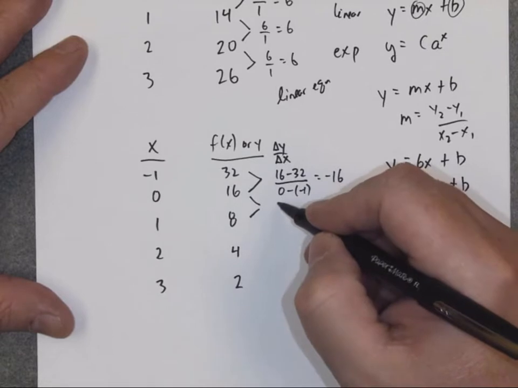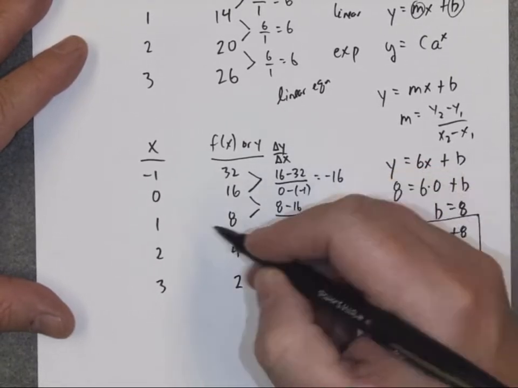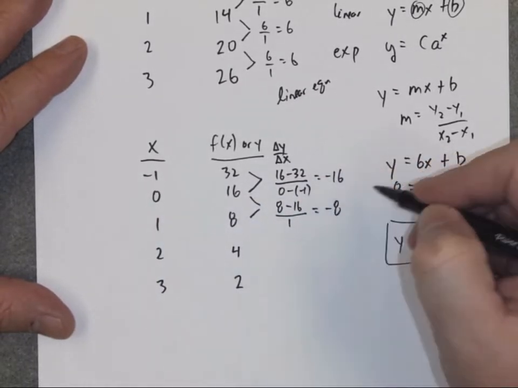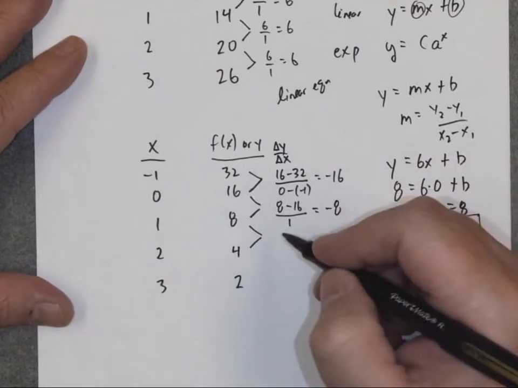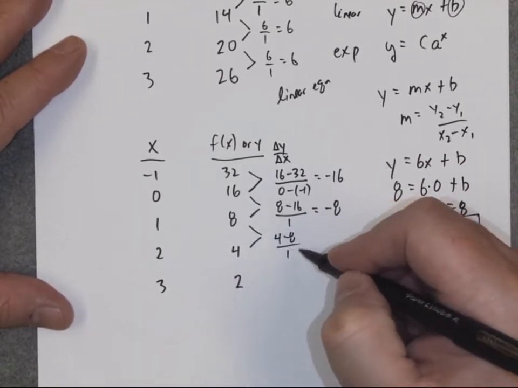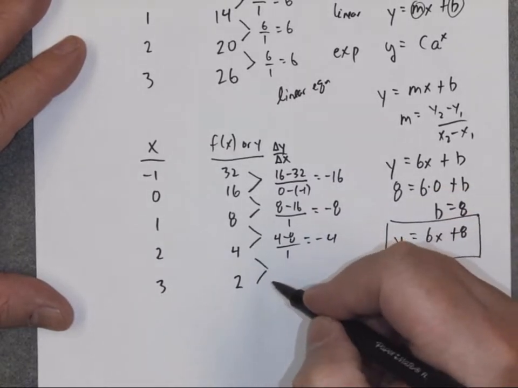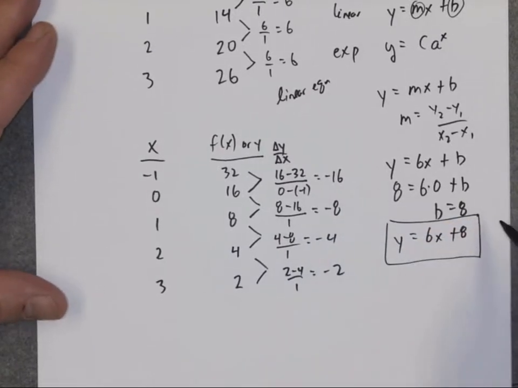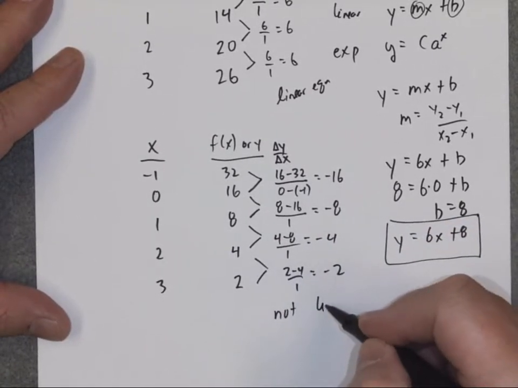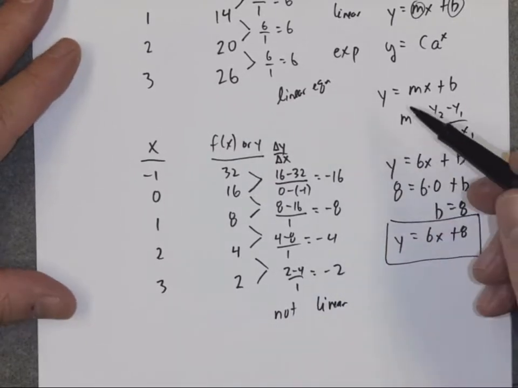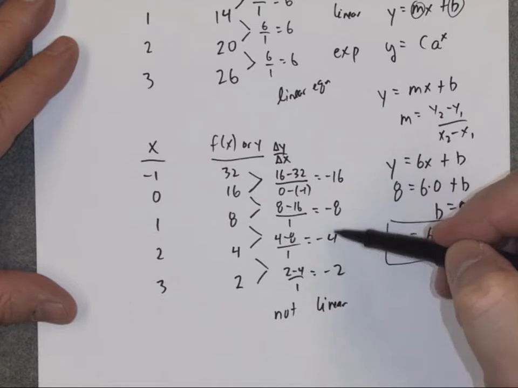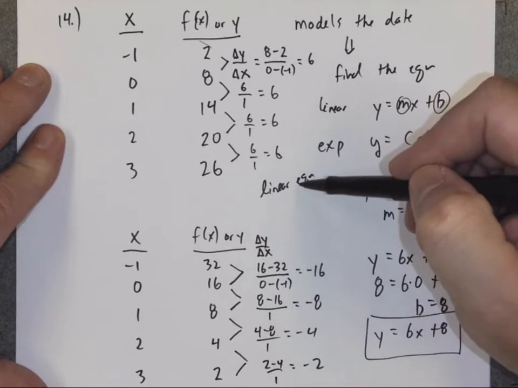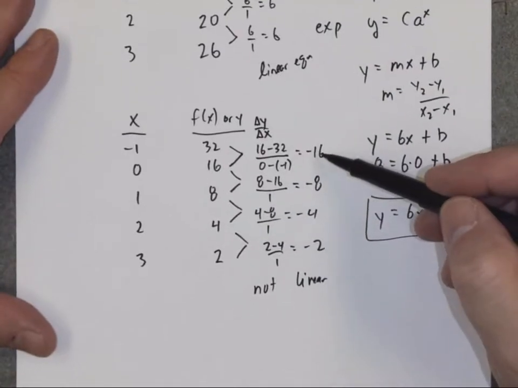For the next one, 8 minus 16 over 1 minus 0, just 1. This is negative 8. For the next 2 points, 4 minus 8 over 1, negative 4. For the next 2 points, 2 minus 4 over 1. First thing I notice is it's not linear, because for it to be linear, these numbers would all be the same. Remember up here? These numbers are all the same. Then I would stop and say, hey, I've got a linear model. These are not the same.